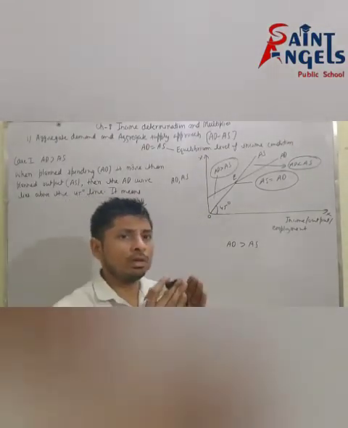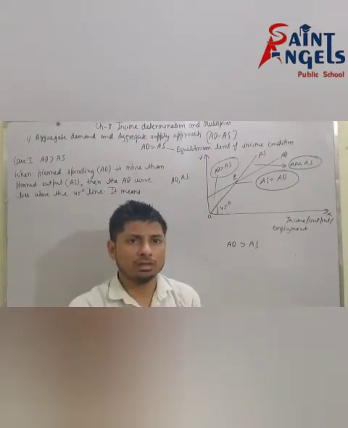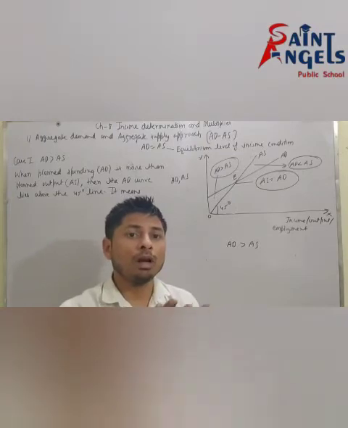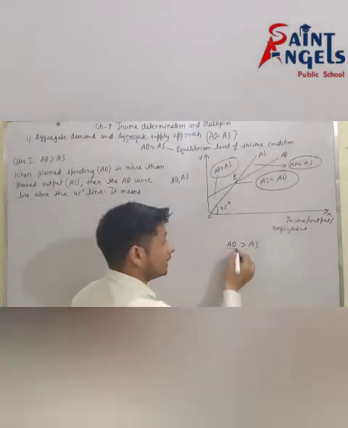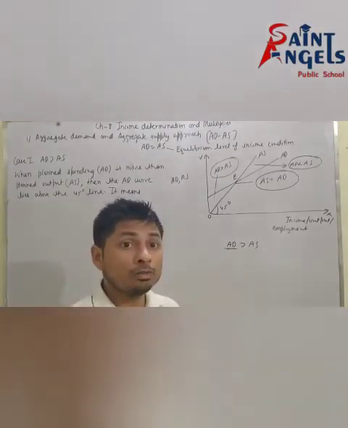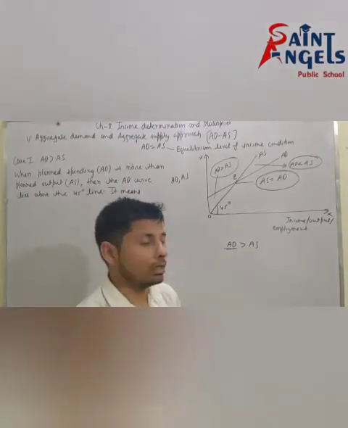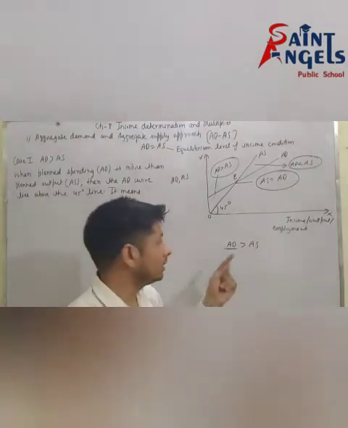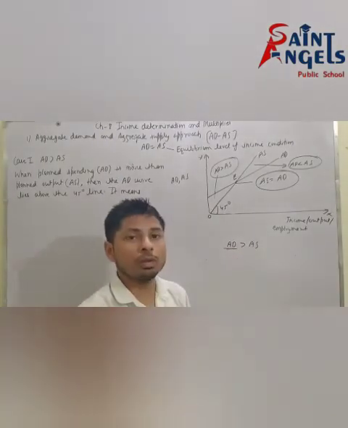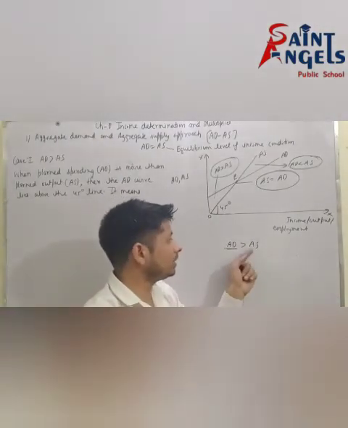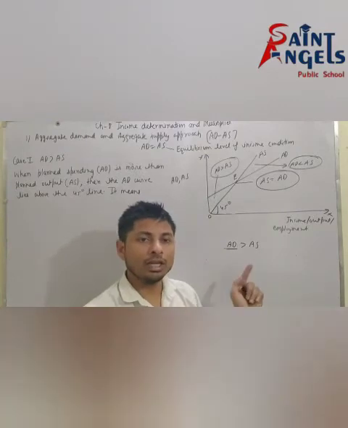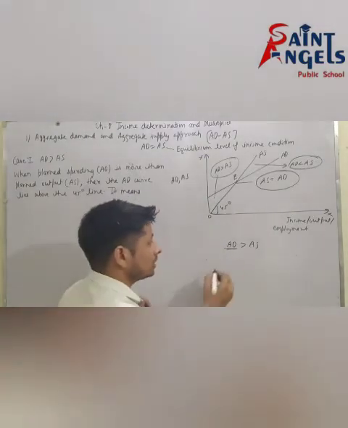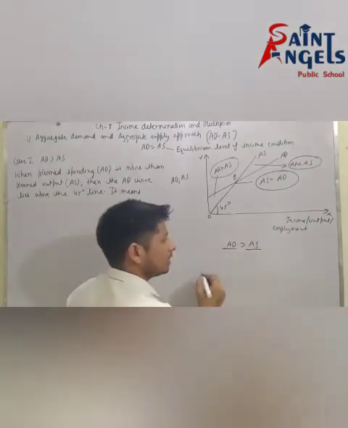It means consumers and firms are planning. Aggregate demand means planned spending, planned demand. This is not actual demand and this is not actual supply. This is planned and this is also planned, meaning planned spending and planned output. Aggregate supply means output.